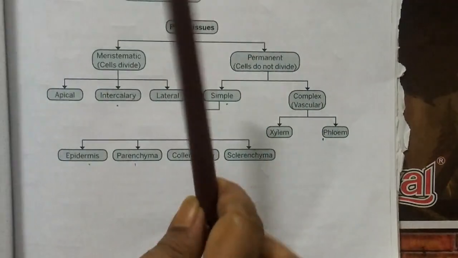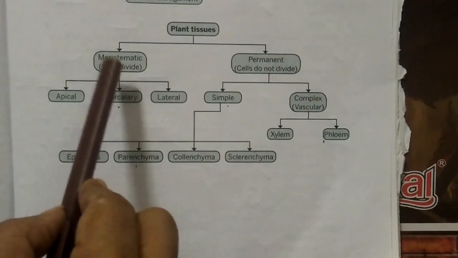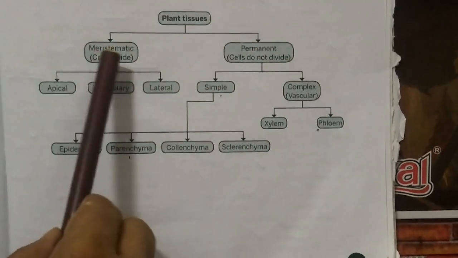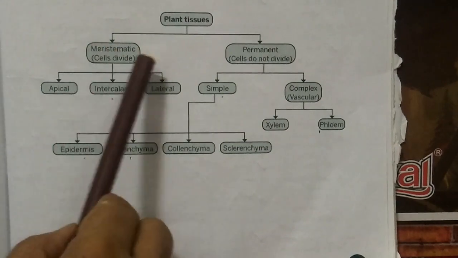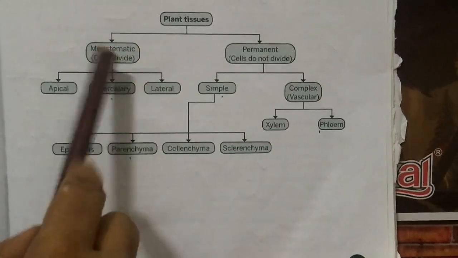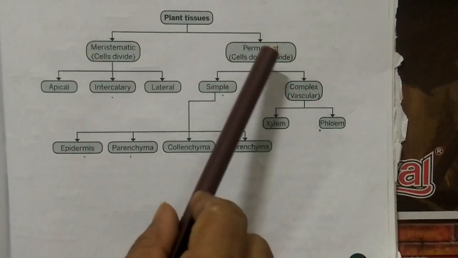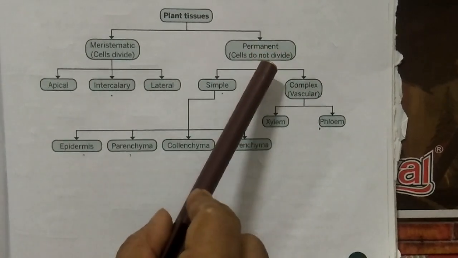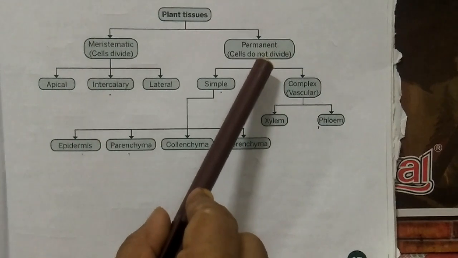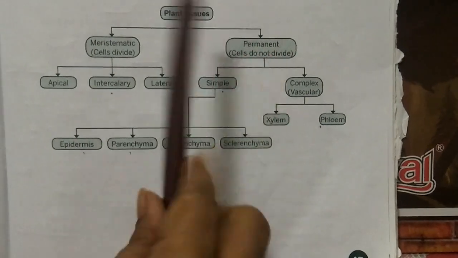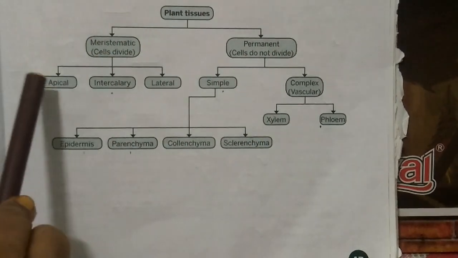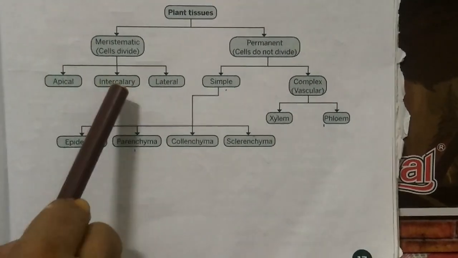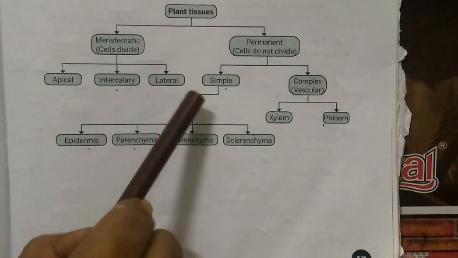Plant tissue can be divided into two categories, that is meristematic tissue and permanent tissue. Meristematic cells are very young and active cells, so they tend to divide. Permanent tissue contains cells that are very much old, so they do not divide. They lose their ability to divide. And meristematic tissue is divided again into three categories: apical meristem, intercalary meristem and lateral meristem.